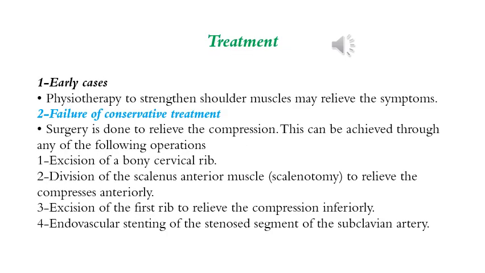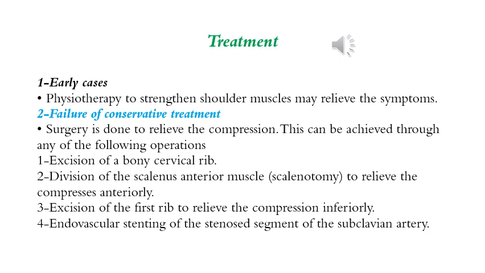Treatment of the thoracic outlet syndrome. In the early case, it's conservative treatment. Physiotherapy to strengthen the shoulder muscle may relieve the symptoms. If the conservative treatment fails, this is an indication for surgery. Surgery is done to relieve the compression. This can be achieved through any of the following operations. Firstly, if there is any cervical rib, it should be excised.